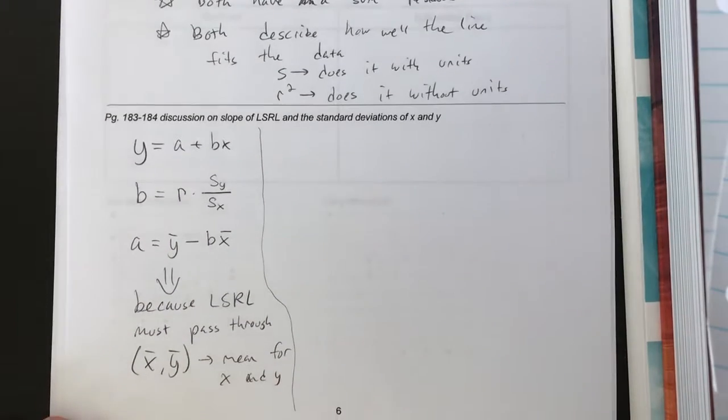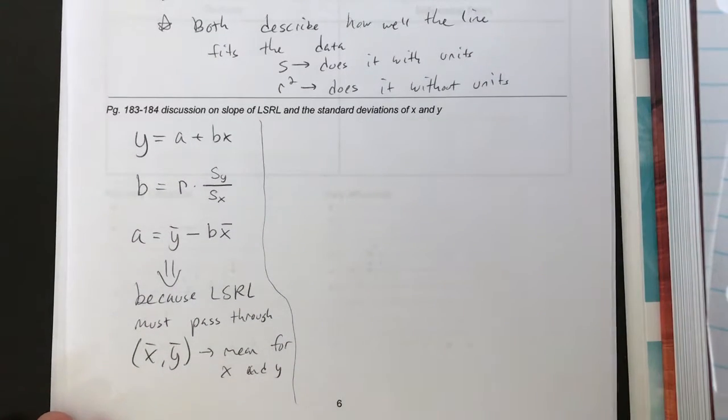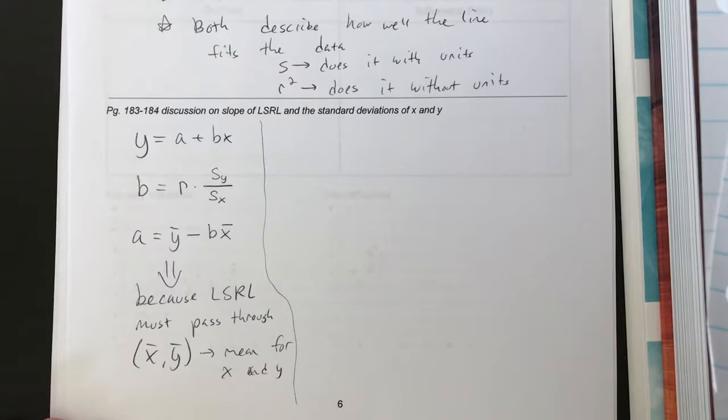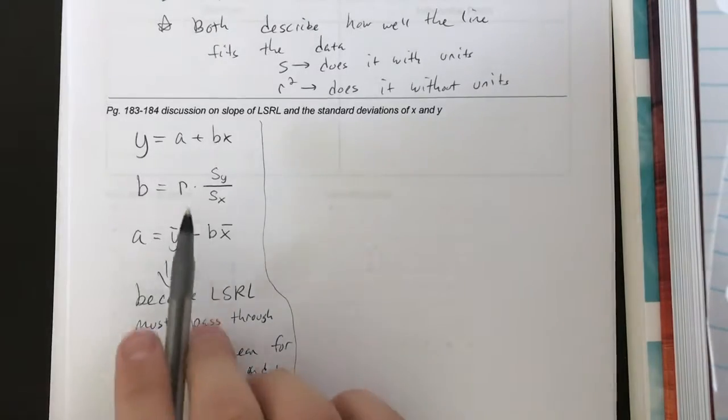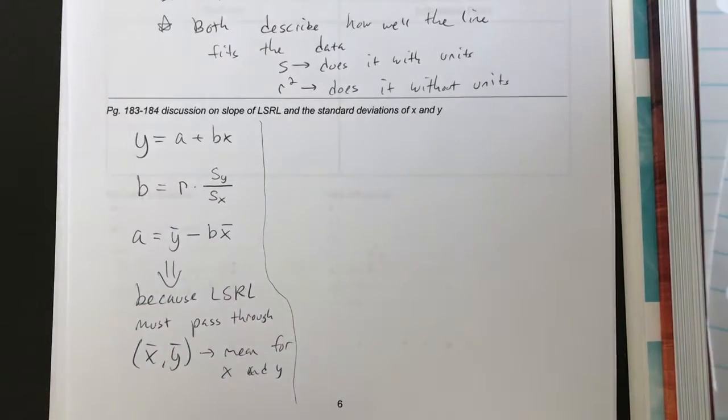This is just like any other algebra problem. Back in Algebra 1, you're finding the equation for slope-intercept form. They give you a point, 2 points, or a point and the slope. It's the same math involved here. This is the point that we're giving you, and you should be able to find a and b if I give you r as well.